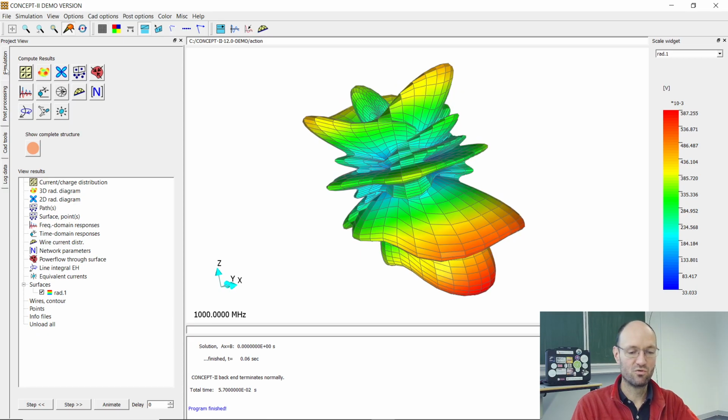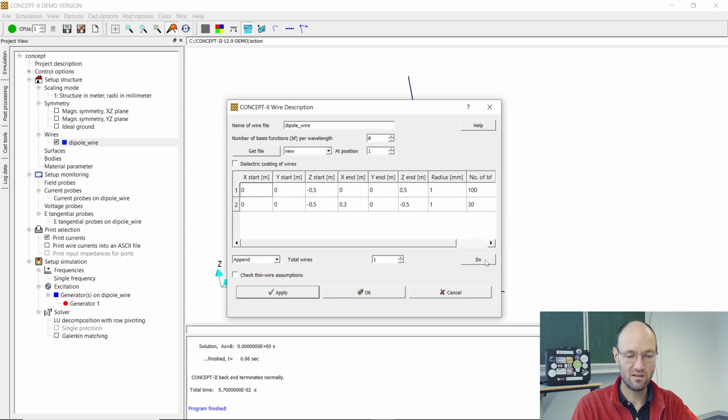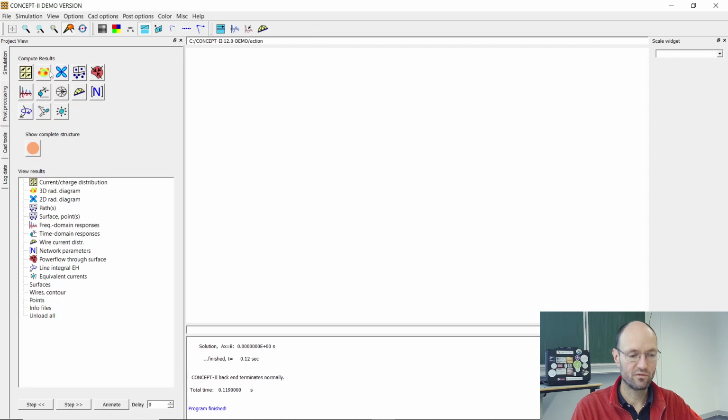And this problem increases if we add another wire at the top. So let me edit the wire file, add another wire, say at the top, which is at 0.5. I will add something that points in the y direction, maybe 40 centimeters in the y direction, at the same height, with the same radius, and maybe 40 basis functions, and apply. And so now we have two wires. Now it looks like this. Let's resimulate. It still goes very fast.